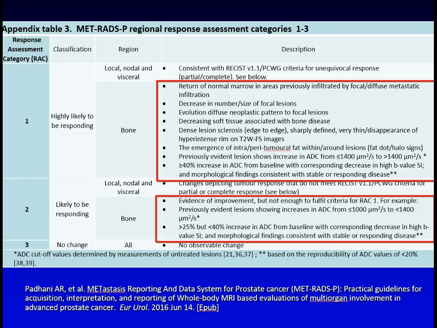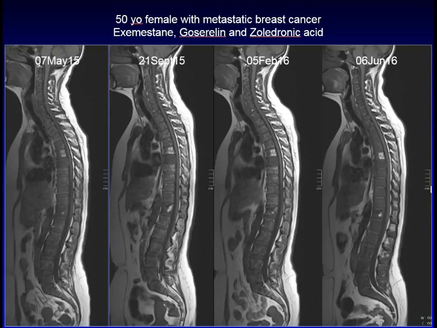So let me just show you an example of something that is likely to be responding. So here's the patient with metastatic breast cancer, again ER positive, this time being treated with an aromatase inhibitor. If you look between examination number 1 and examination number 2, you would probably call that stable or minimally improved. On examination number 3, you would say probably stable since examination number 2. But on examination number 4, you would say definitely progressing.